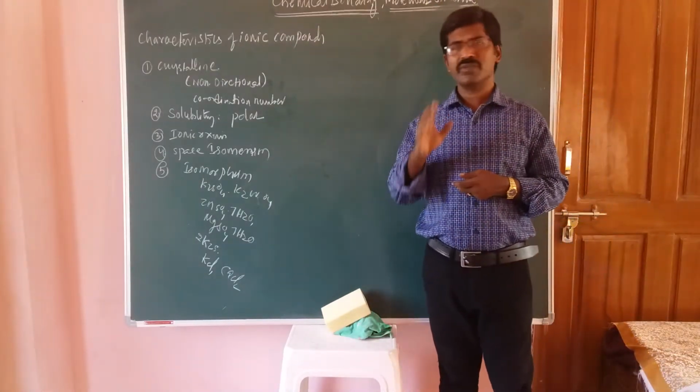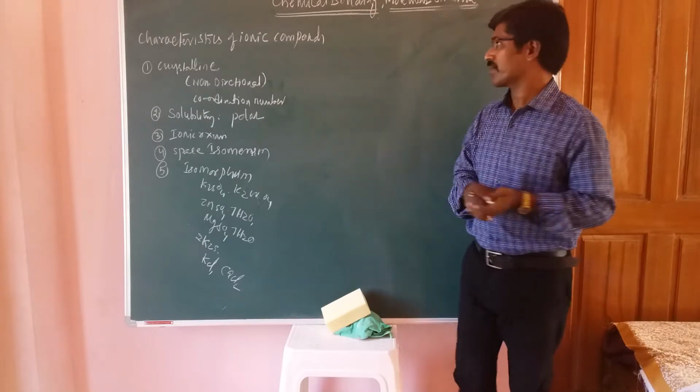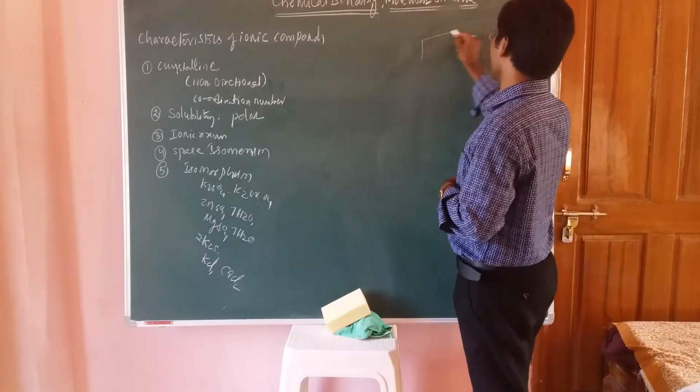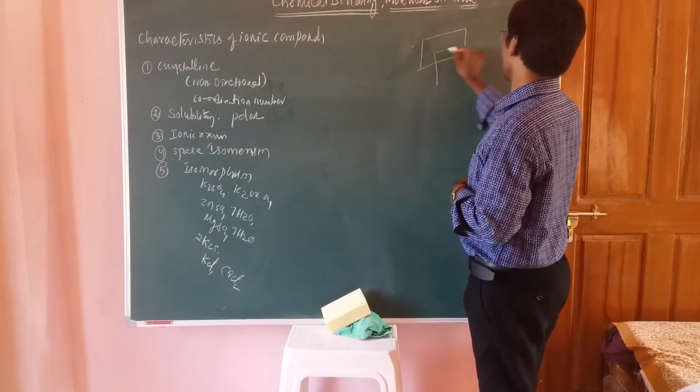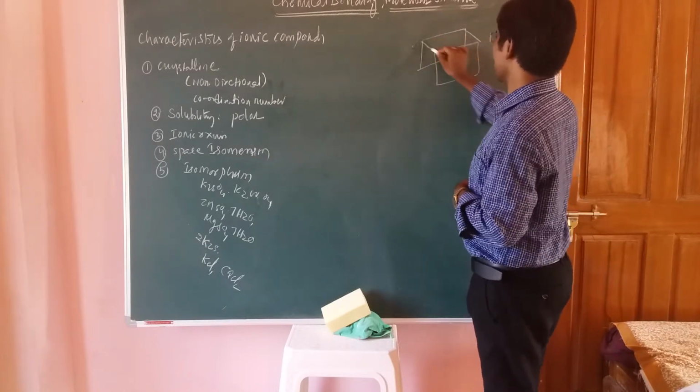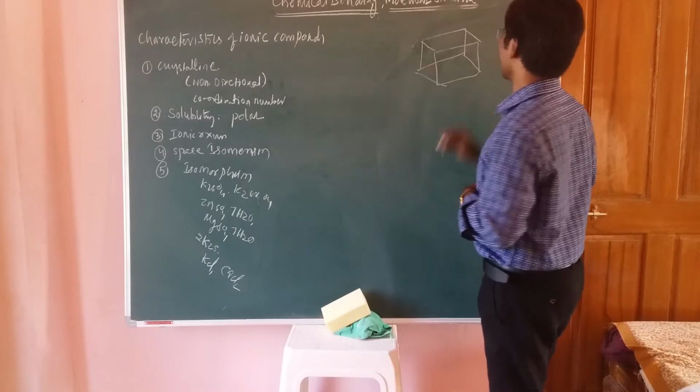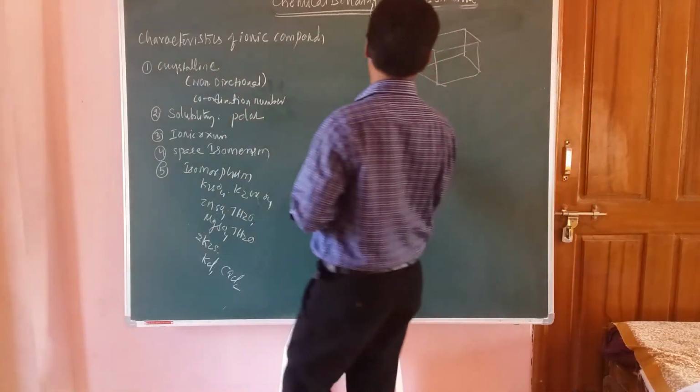All ionic compounds exist in a crystalline structure. For example, now what about this one here? These are the NaCl crystals. Now these are the NaCl crystals, or you can draw it like this.